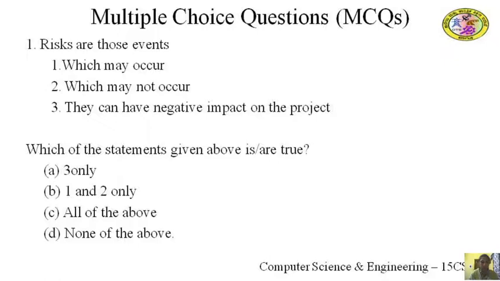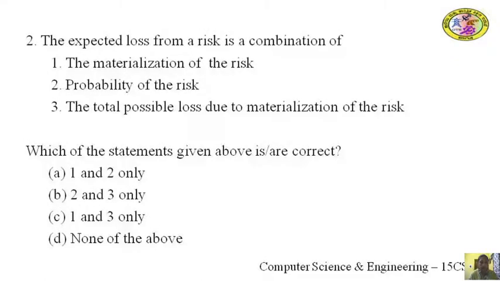Yes, the answer for this question is option C. That is all of the above. That means risks are those events which may or may not occur, but when they occur, they have negative impact on the project. Let's try to answer the next question.